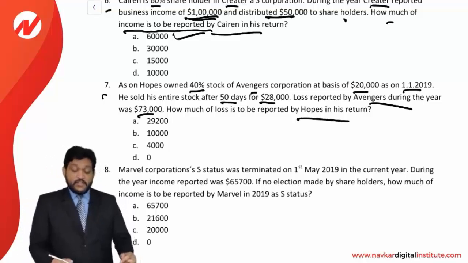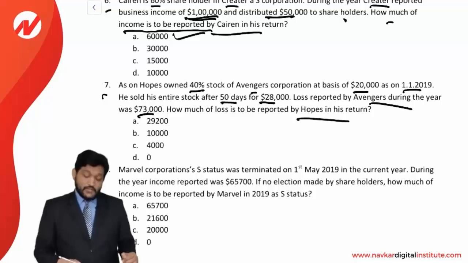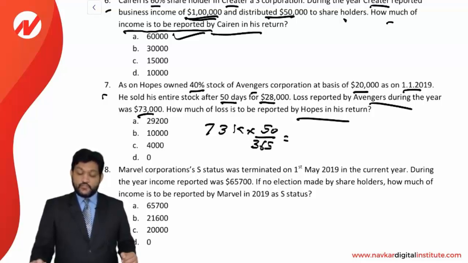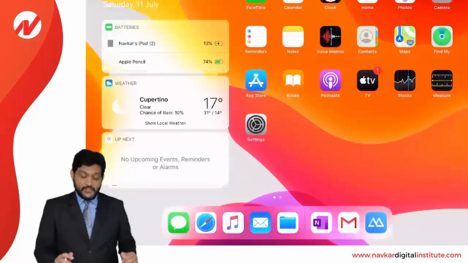Okay, fine. 73,000 is the total annual loss, and he has sold all the shares in a 50-day period. Then what do we do? 73,000 into 50 days divided by 365 days. So this is going to be the proportionate loss for 50 days. That is going to be 10,000. Into the shareholder's ownership percentage of 40%, so it will be 4,000. 4,000 of loss is to be recorded by shareholder Hobbs. The answer is C.